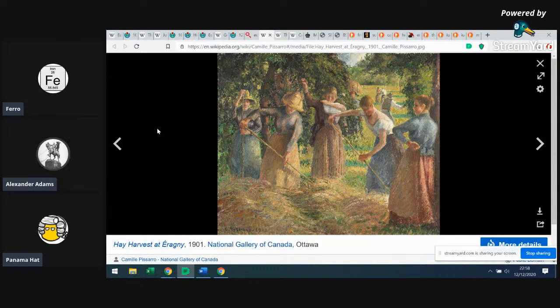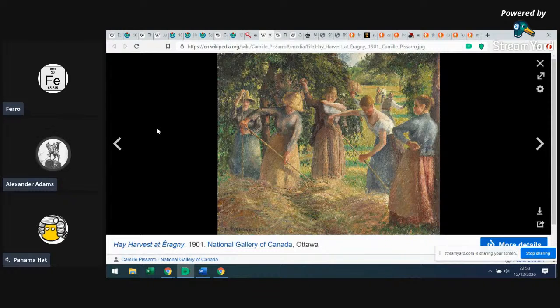So here we have a painting from 1901 by Camille Pissarro. Pissarro, the Impressionist. He went through a phase of divisionism or pointillism. Pissarro was an anarchist, but a left anarchist rather than a right anarchist. Interesting overlap between anarchism and pointillism.